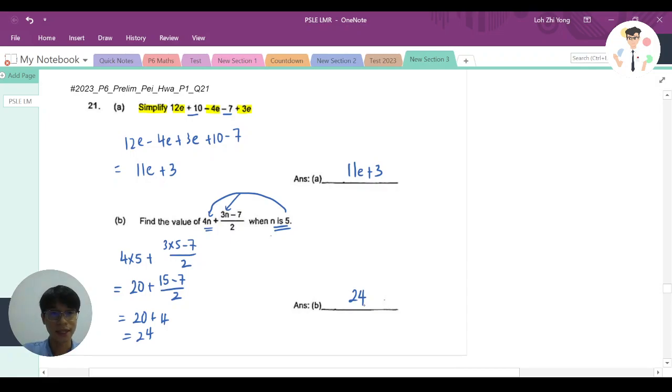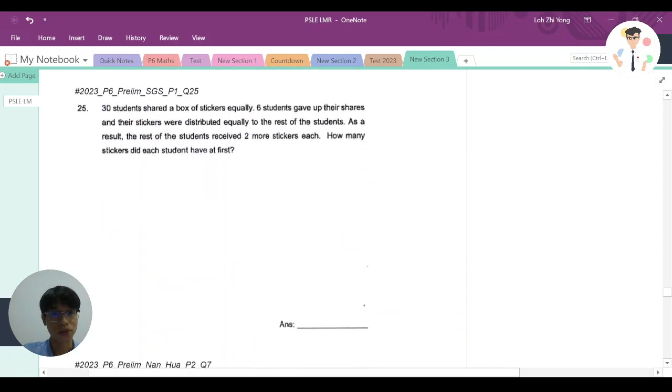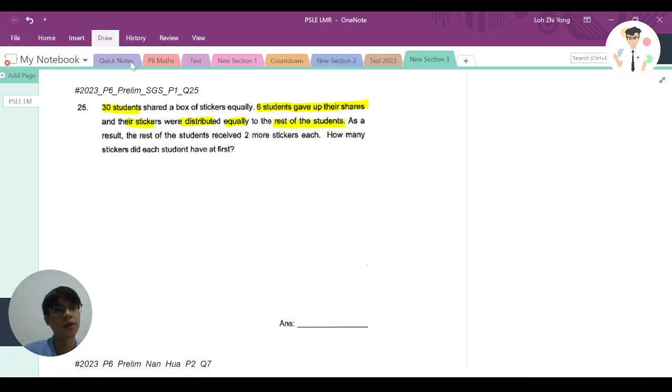Okay, we are done with this. Let's move on to the next question. SGS paper 1, question 25. Here it says that 30 students share a box equally. So there are a total of 30 students and 6 students give up their share. Their stickers were distributed equally to the rest of the students. I have 30 students, 6 decided to give up, so the rest of the students is 24.